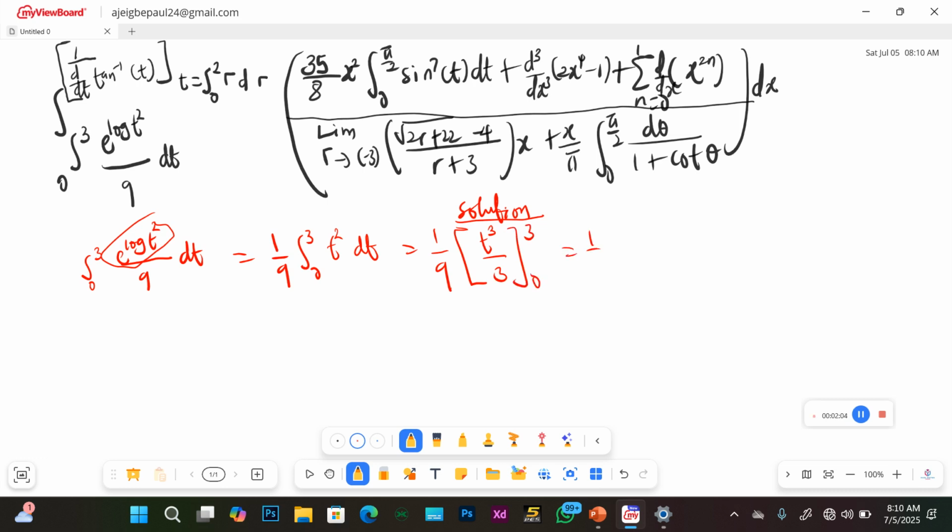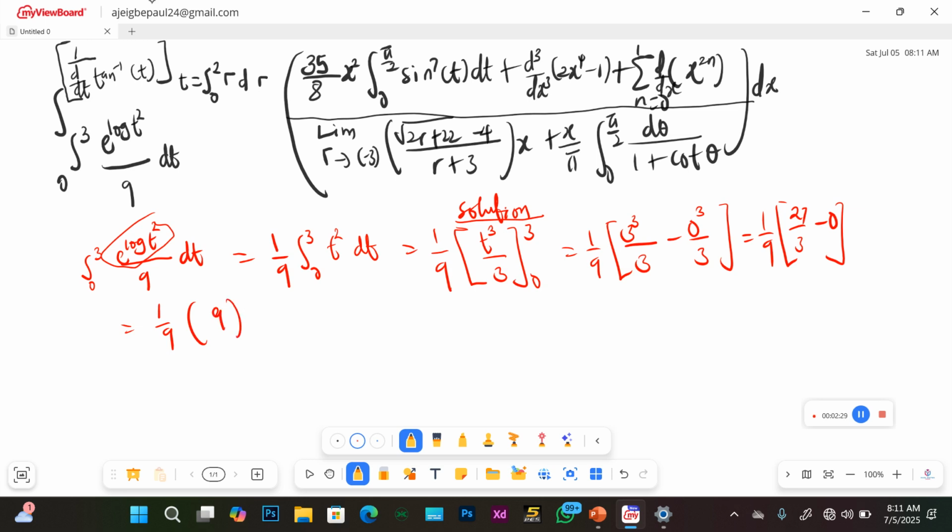So this is equal to 1 over 9 times bracket 3 raised to the power of 3 over 3 minus 0 raised to the power of 3 over 3. 3 raised to the power 3 gives us 27, and we have 27 over 3 minus 0, which gives us 9. Then 9 divided by 9, so we get 1 as the lower limit. So the lower limit is 1.